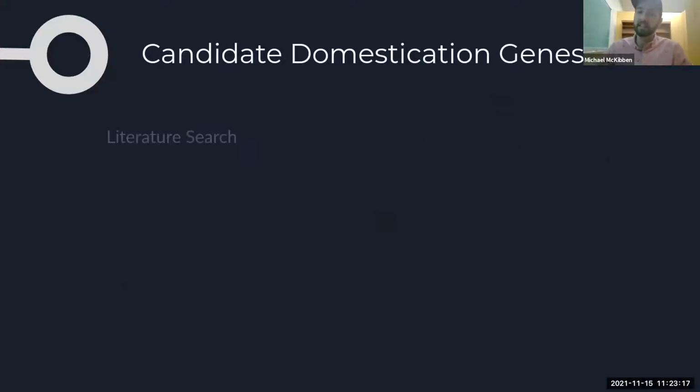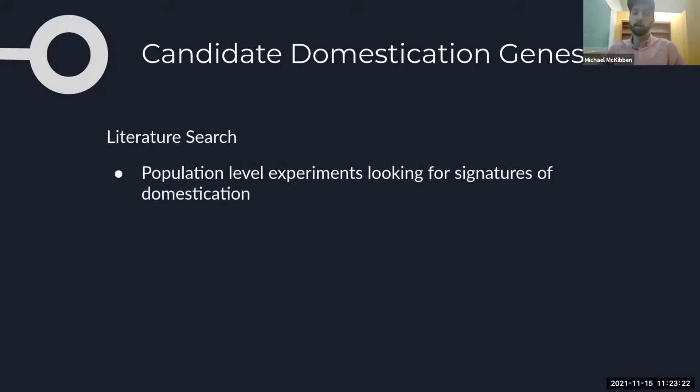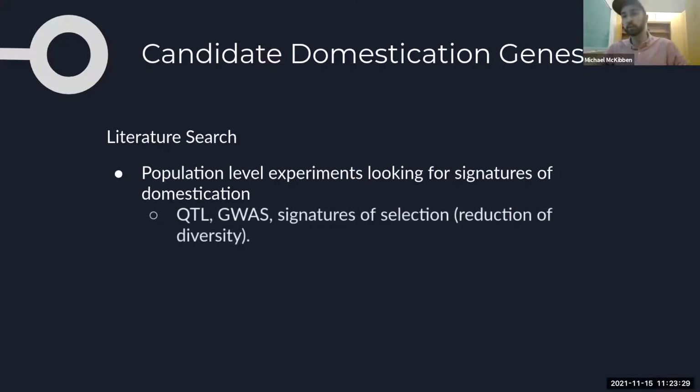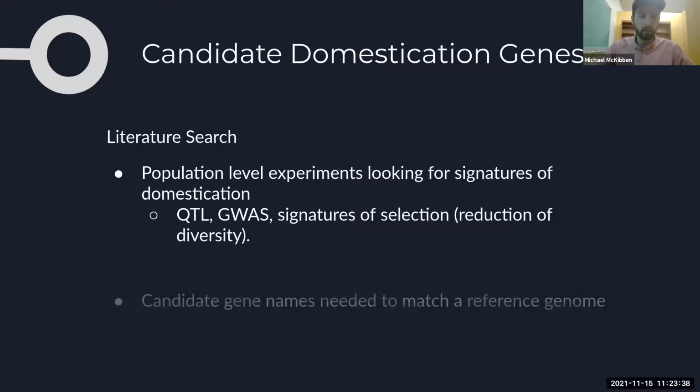As a reminder of what a candidate domestication gene list is, I did a literature search looking for population level experiments that tried to explore signatures of domestication in domesticated crops. This includes things like quantitative trait loci, genome-wide association studies, or signatures of selection in the form of reduction of diversity metrics. Similarly, these candidate domestication gene lists had to have gene names which matched known, publicly available reference genomes so that I could run Frackify and make Paleolog inferences.